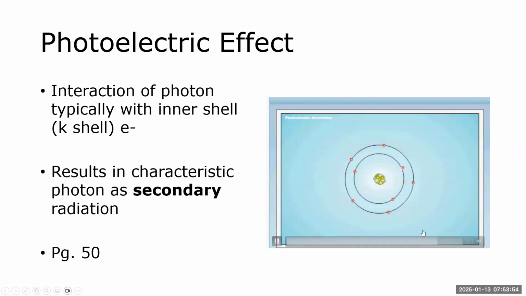Okay. Generally, that secondary radiation is just absorbed immediately. It has very little energy, and it really typically doesn't ever make it out of the patient's body. So Compton scatter is with an outer shell. Photoelectric is with an inner shell.